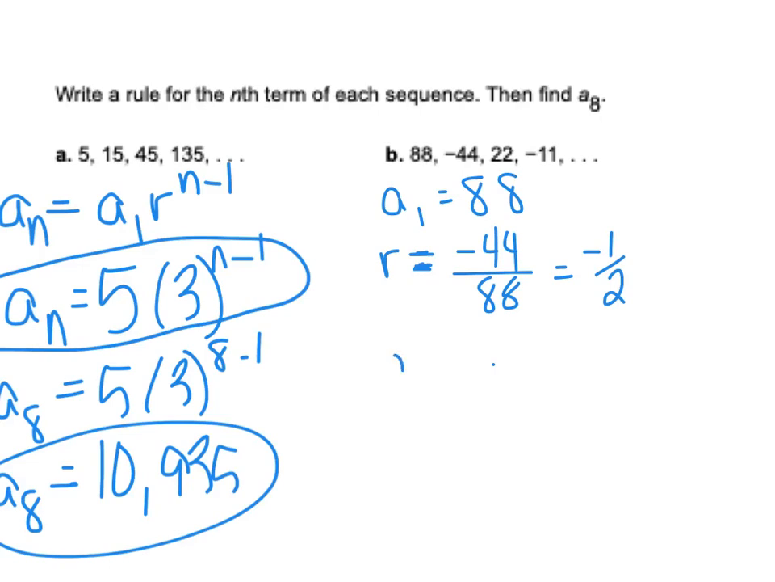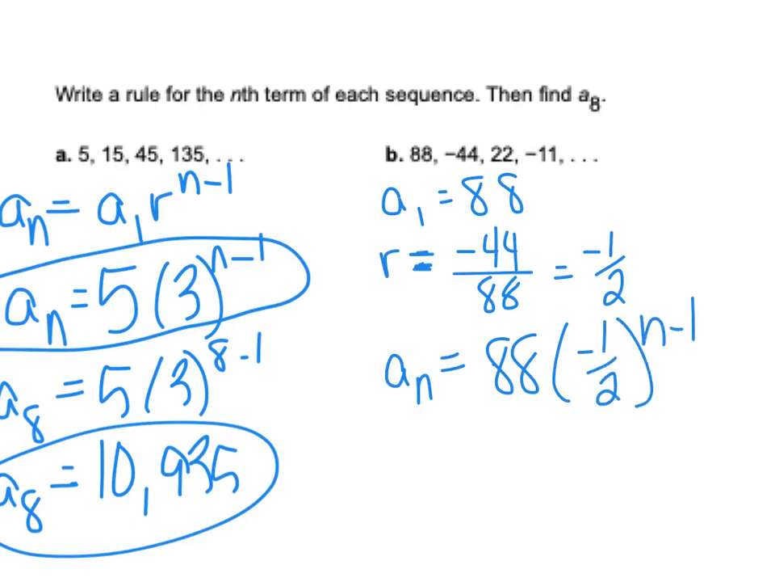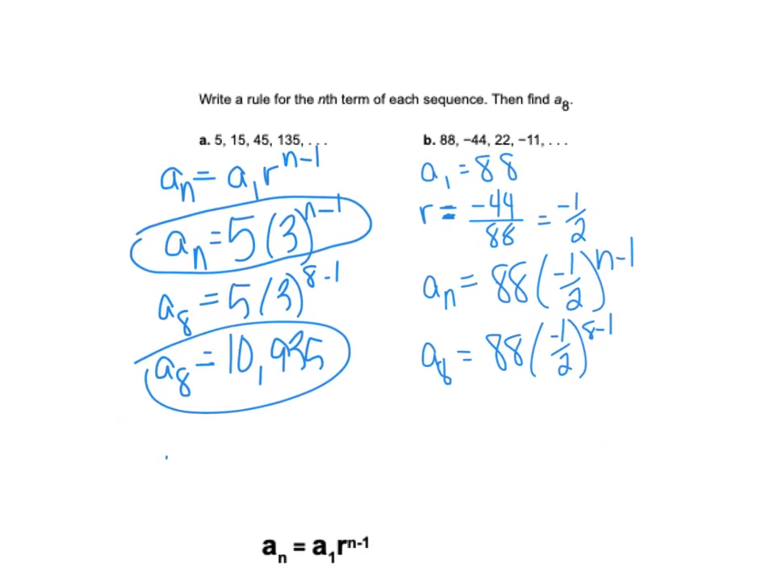So if we were going to write our rule, we'd have a sub n equals our first term, which is 88, times, in parentheses, our ratio to the n minus 1. Then if we want to find a sub 8, we'd say 88 times negative 1/2 to the 8 minus 1, which is to the 7th power. If we put that into our calculator, we would get negative 0.6875.